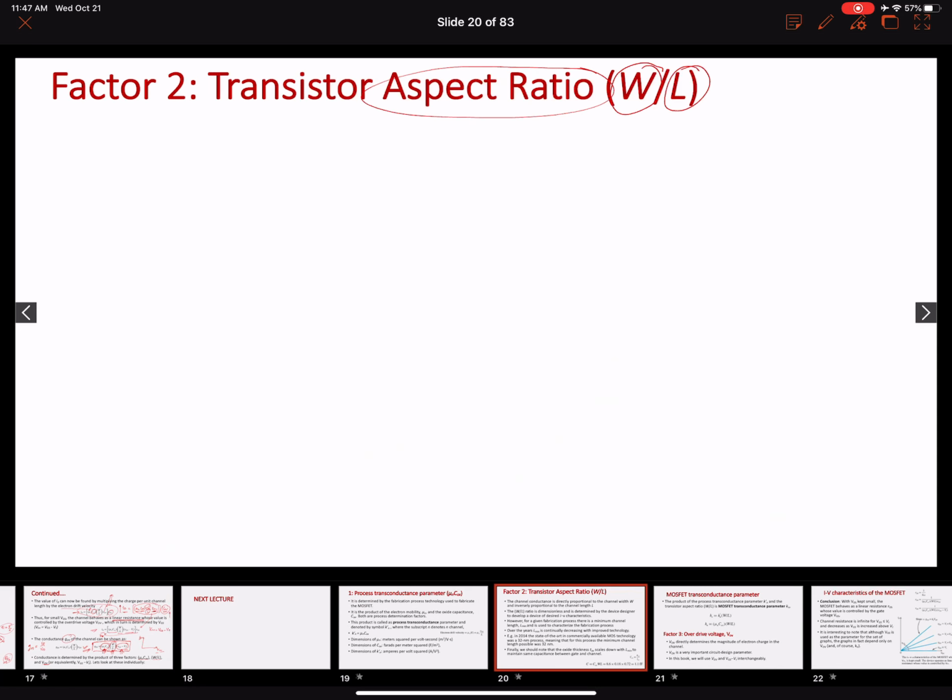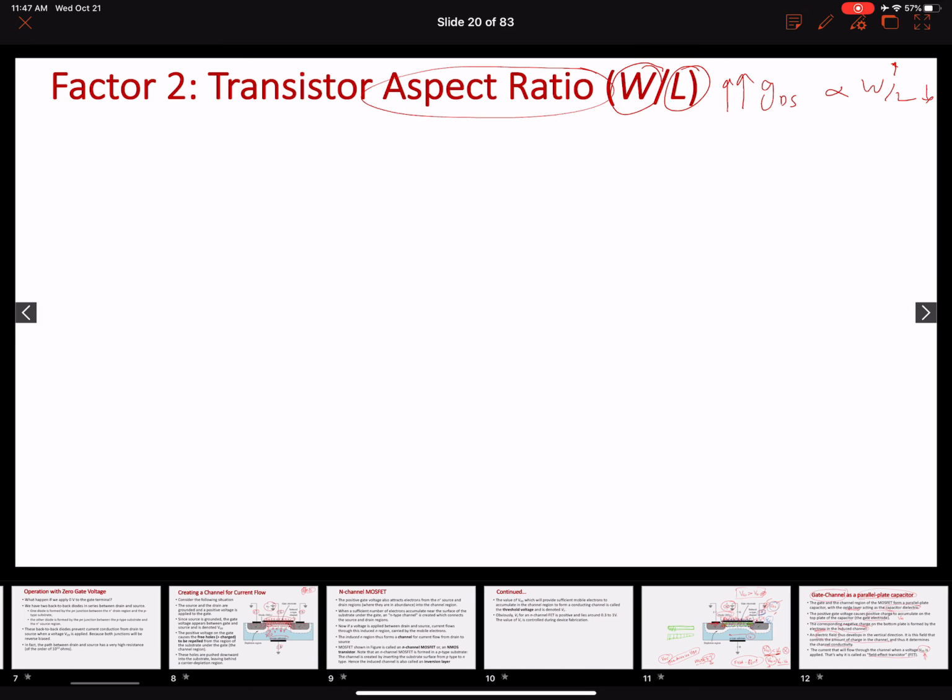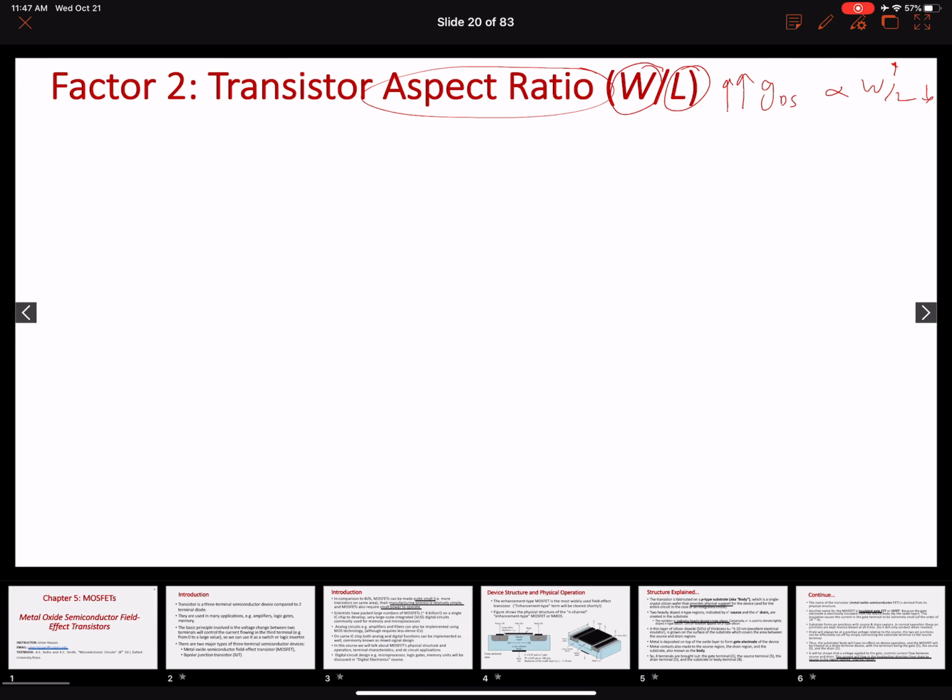So let me write this down. Our GDS is directly proportional to W over L. So as the width of the channel is increased, the conductance will increase, and as the length decreases, the conductance will increase, right? And now the length of the channel, if you guys remember, was the separation between the source and the drain ends, right?